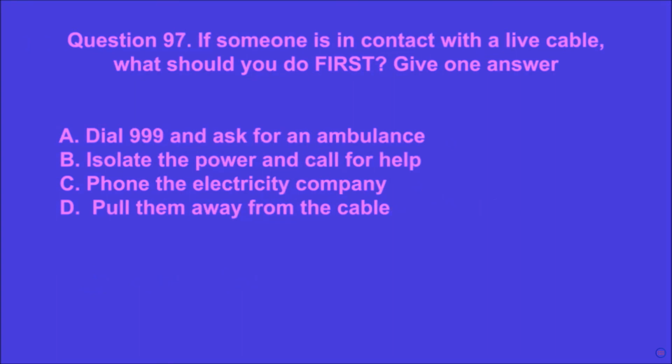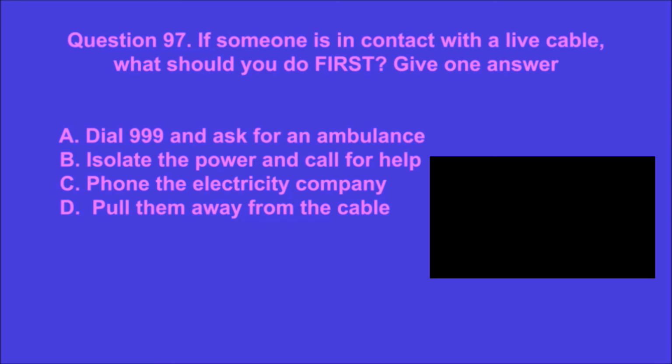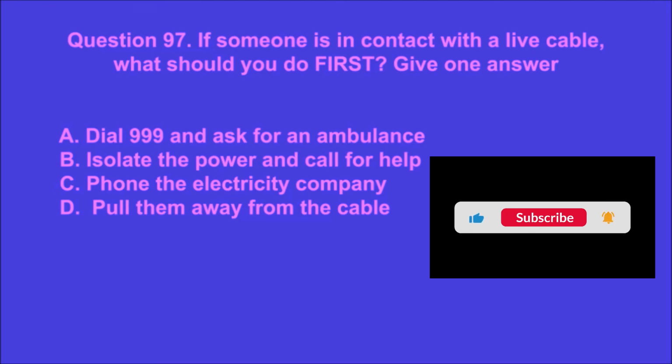Question 97. If someone is in contact with a live cable, what should you do first? Give one answer. A. Dial 999 and ask for an ambulance. B. Isolate the power and call for help. C. Phone the electricity company. D. Pull them away from the cable.